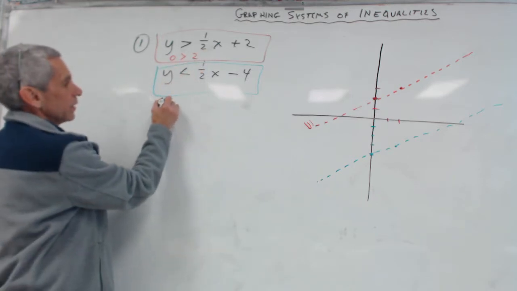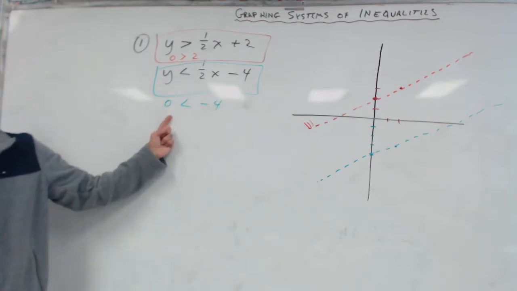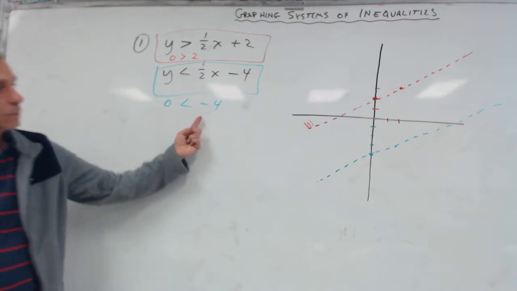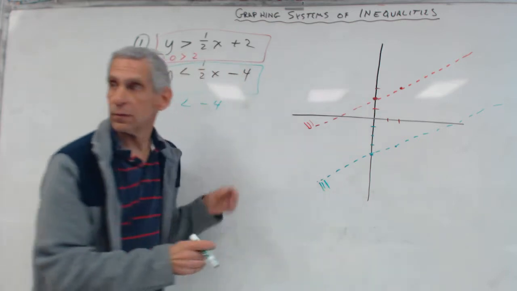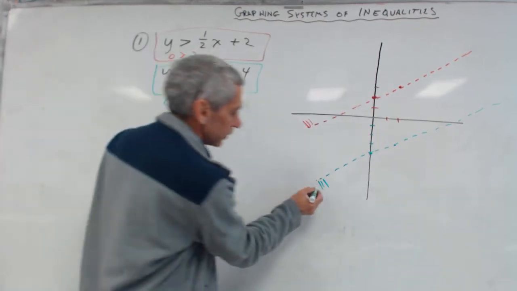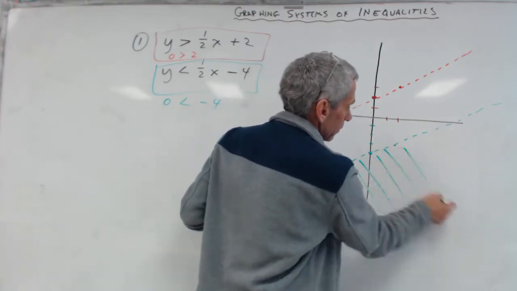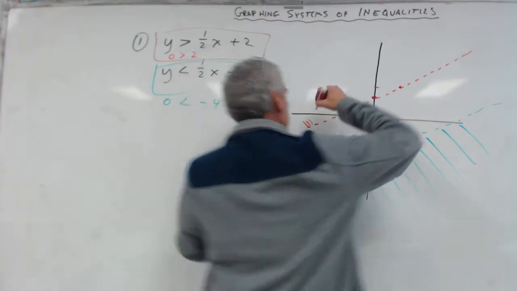Is 0 less than negative 4? No. So this is not a solution. So this one I'm going to shade down. So they go apart. They're going to go apart. So I'm going to shade this one like this.